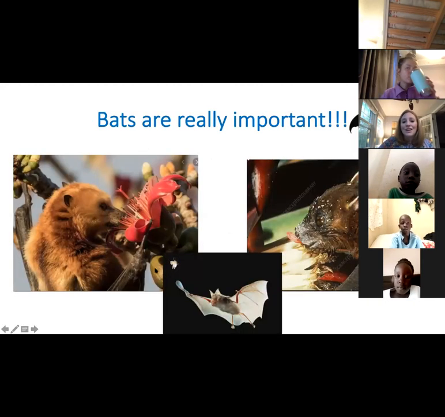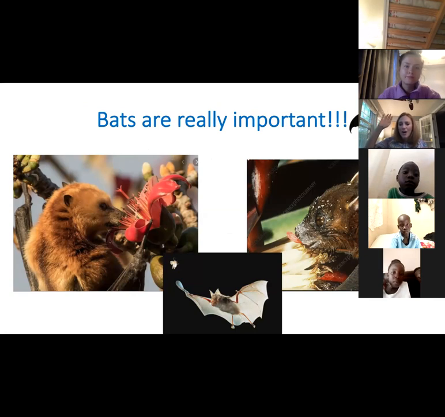Now, some people say that these diseases are coming from bats. And some people say, okay, well, you need to get rid of all the bats. But that is not the answer. Actually, that will hurt the planet. Why do you think bats are important? Raise your hand if you can tell me why bats are important.